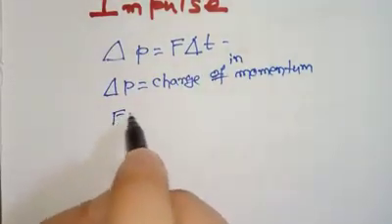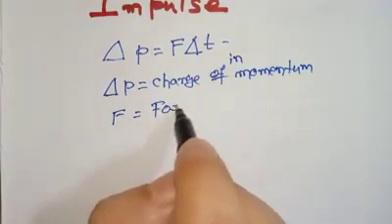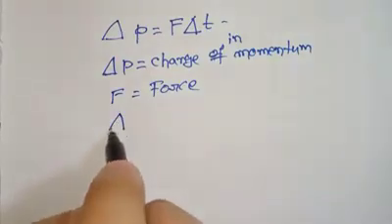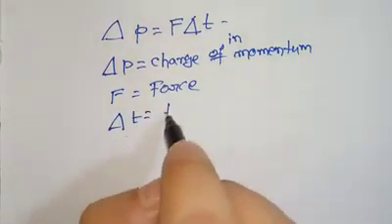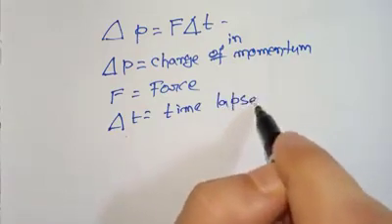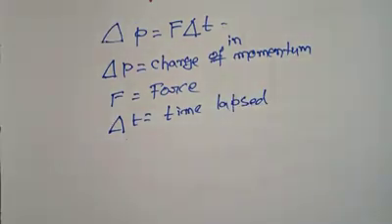F is definitely the force that is applied, and delta T is the time lapsed. So we put it as time lapsed. So these are the connotations. Now, force is the rate of change of momentum. We have seen it earlier.